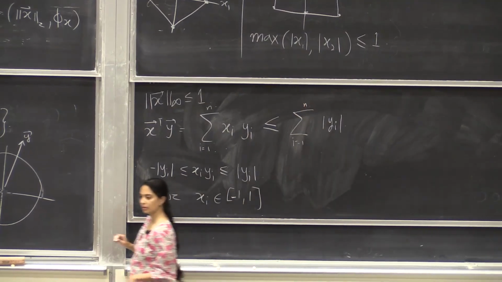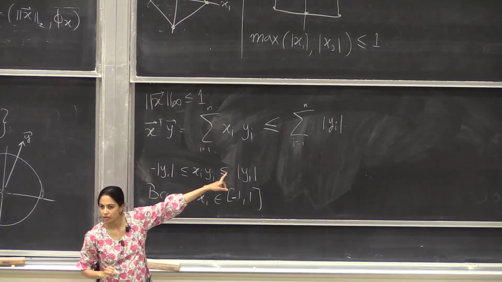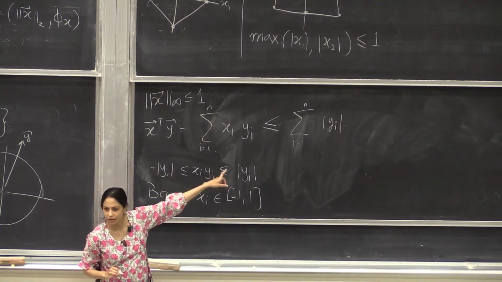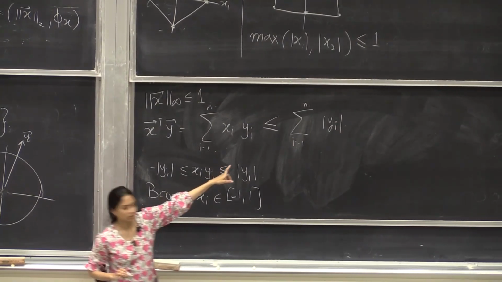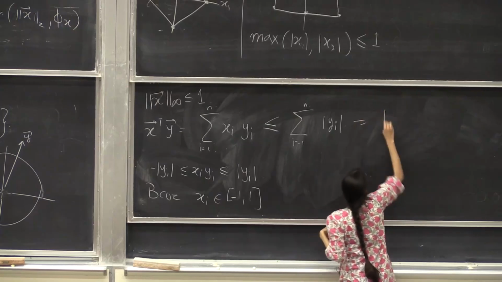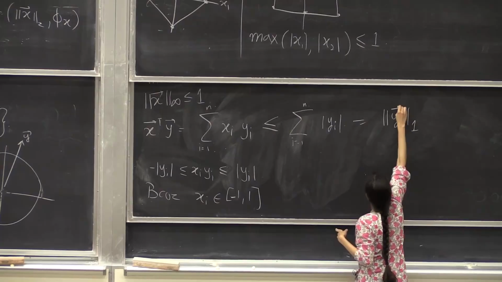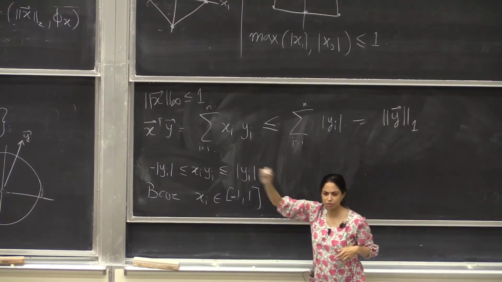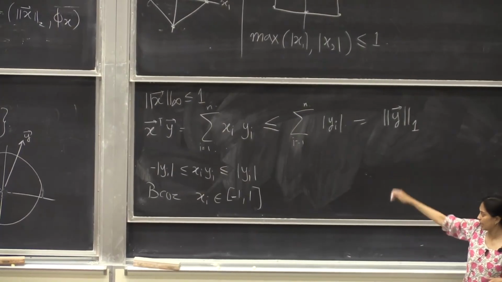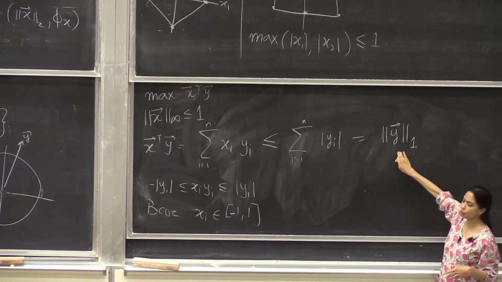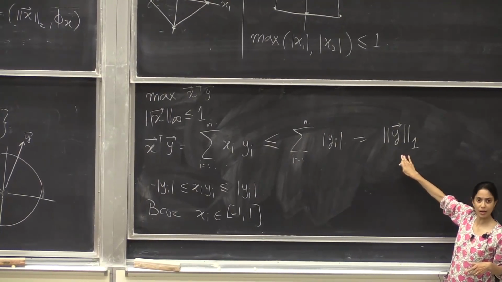Okay. Is this an object you've seen before? Were you expecting this guy to show up anyway? What is this? Right? So you've now proved an upper bound. You've proved that in this case, you can never do better than the one norm of y, right?